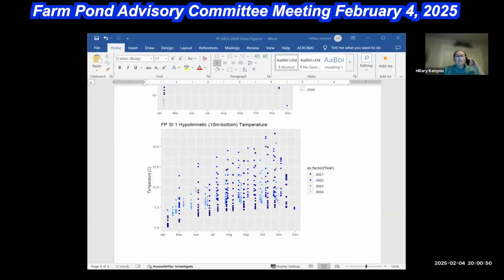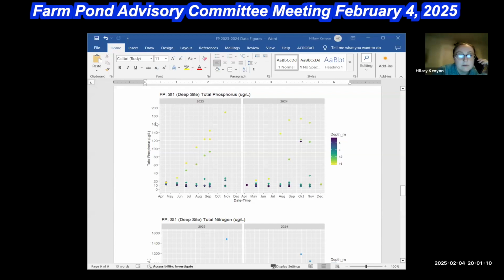And that could in itself have increased the dissolved oxygen loss, simply because if it was stratified earlier in the season, you have a longer period of time for oxygen loss at a greater depth there.